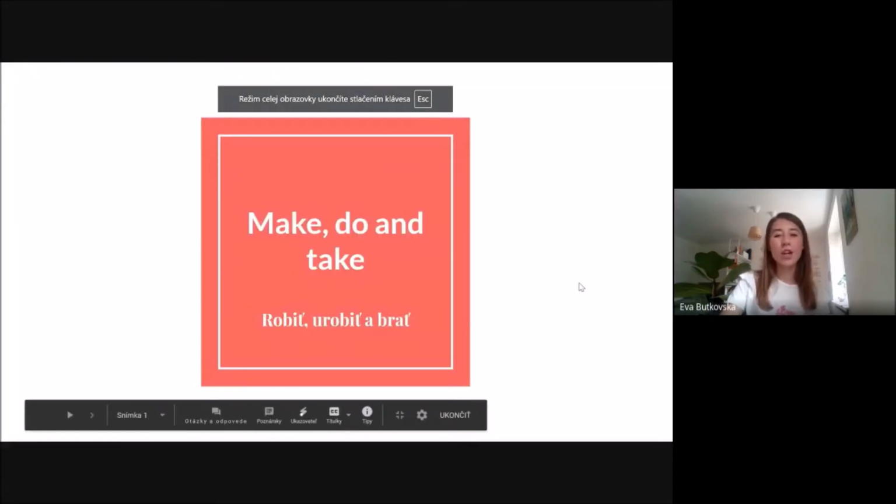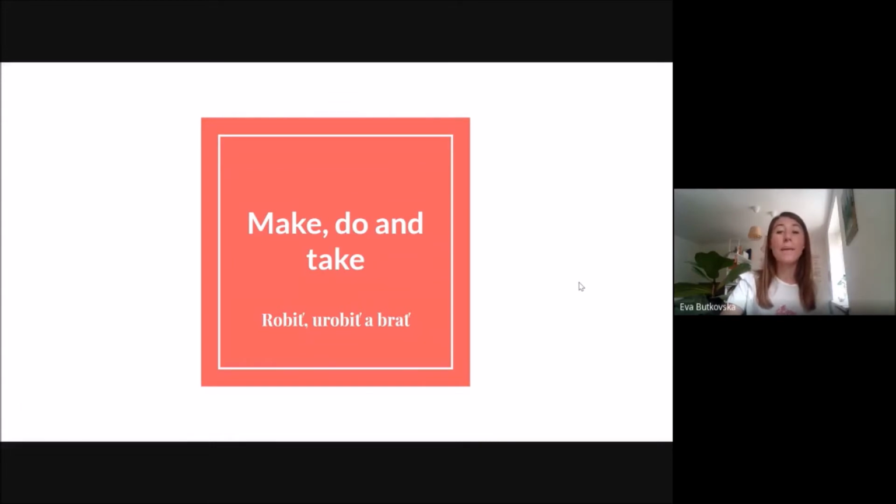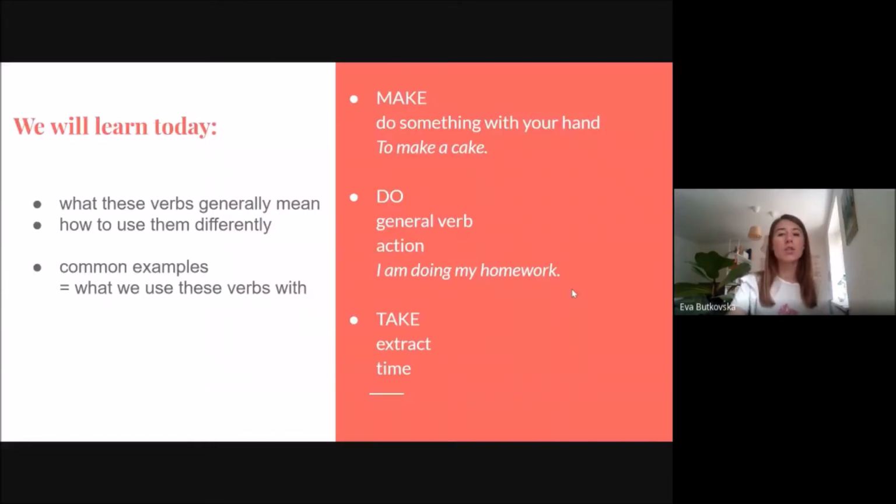Good. So today's topic is, or are, verbs make, do, and take. Today we will learn and talk about these verbs generally, what they generally mean, and how to use them differently. And secondly, we will focus on common examples, so what we use these verbs with. To start with verb make, I'm sure you all know this verb, and the meaning is to do something with your hands, really with your hands. To make a cake means to prepare a cake, to bake a cake.